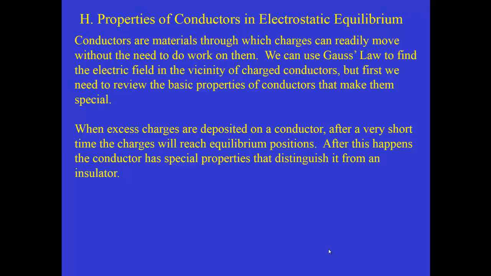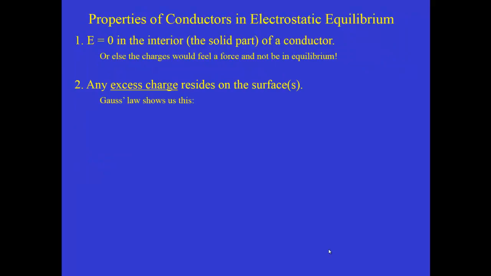So what we want to do is use Gauss's law to find the electric field in the vicinity of conductors, especially those that have an excess charge on them, but we've got to review the properties of conductors when they are in electrostatic equilibrium. So if you do deposit charge on a conductor, it only takes a very short time for the charges to flow around and reach positions where the forces on them are equal to zero. That's equilibrium. And after this happens, the conductor has special properties that make it very different from an insulator.